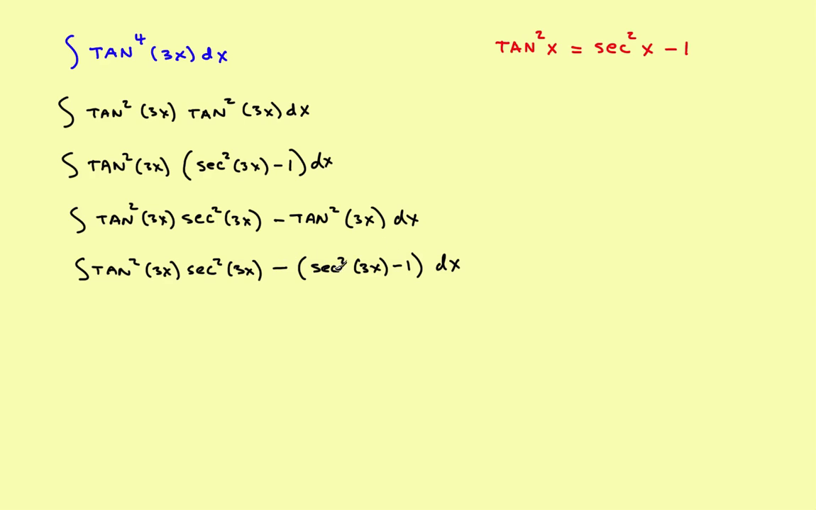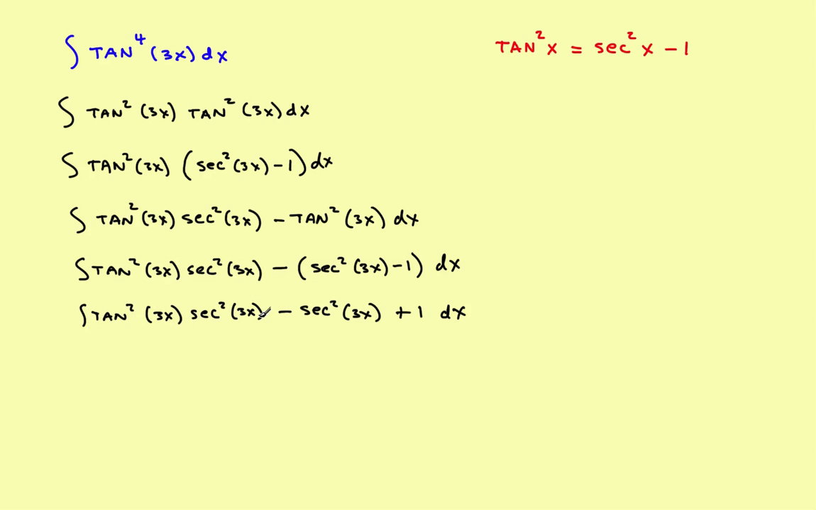Okay, the next thing to do, let's go ahead and distribute this negative. So this is going to become the integral of the tangent squared of 3x times the secant squared of 3x, and distribute this negative. So this will become minus the secant squared of 3x. And then two negatives make a positive. This will turn into a positive 1 dx. So you've got that. Now what you've got here, all three of these are things you can work with.